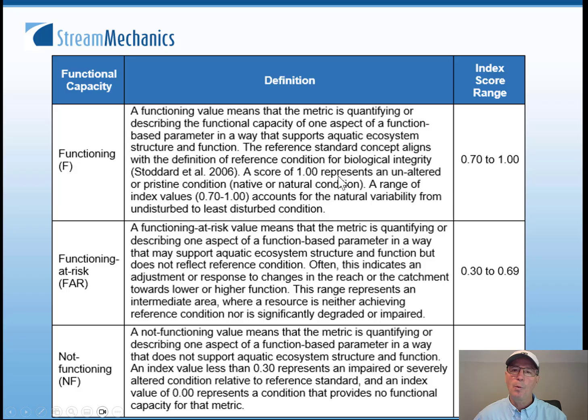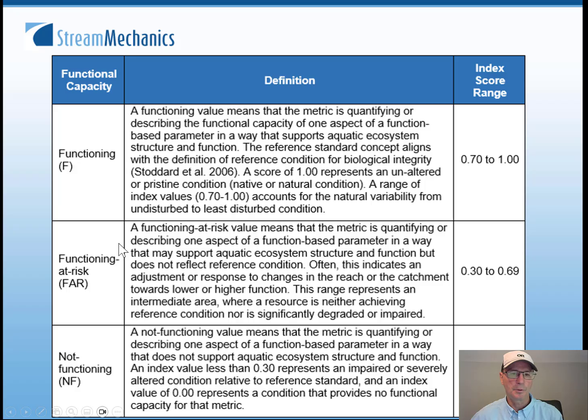The score of 1.0 represents an unaltered or pristine condition, native or natural condition, and that range of 0.7 to 1 accounts for the natural variability from an undisturbed to least disturbed condition within the reference condition. So it acknowledges that you might have natural floods, natural fires, other natural things that happen in, say, a wilderness system, and so those functions would vary, but they're still considered functioning.